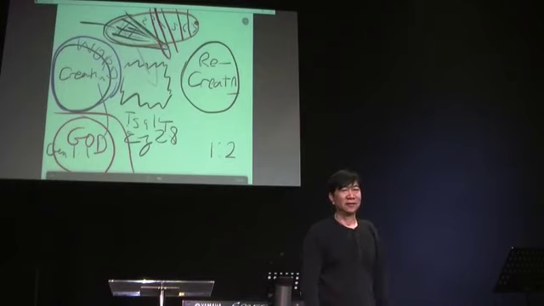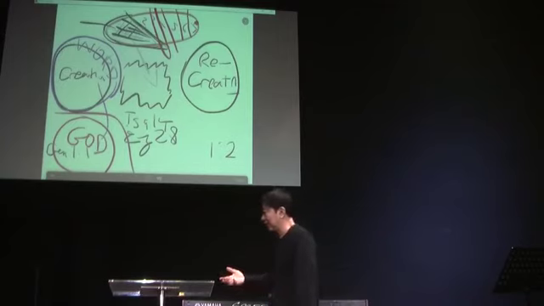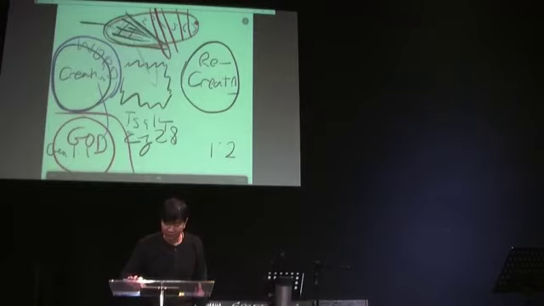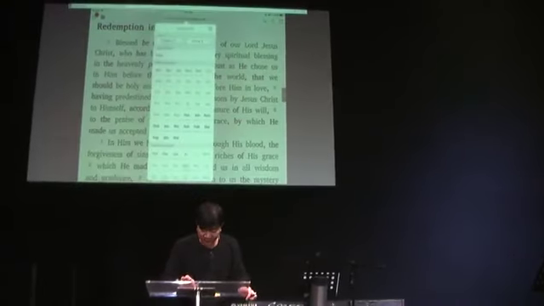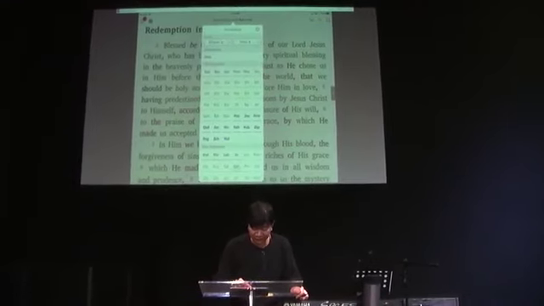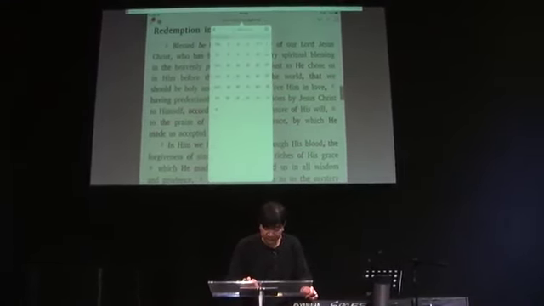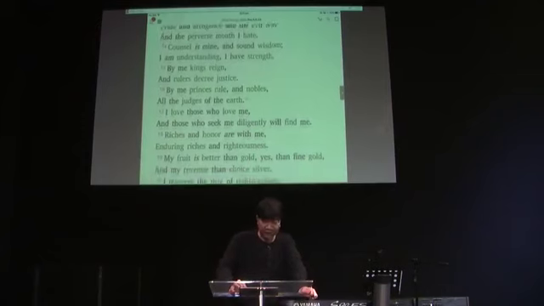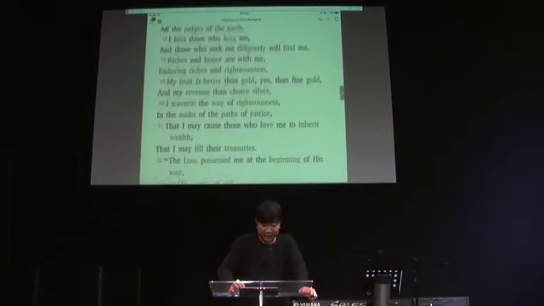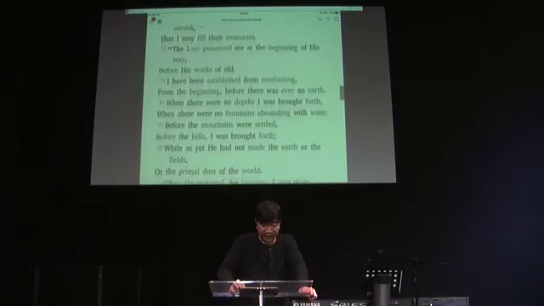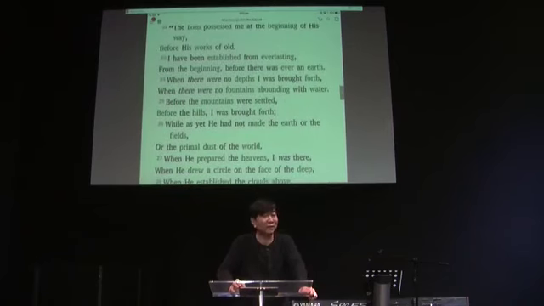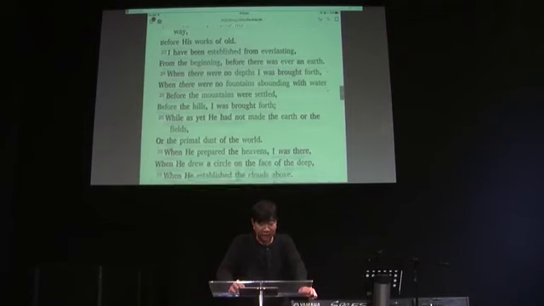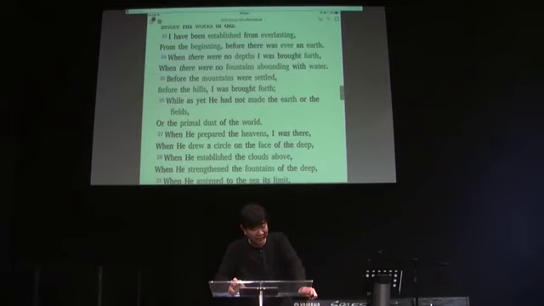about Proverbs chapter 8. Was that the Holy Spirit or was that a created being? Again, I bring you to that question: what does it mean in Proverbs chapter 8, if it was part of the Holy Spirit, by verses like, I came forth, and then by verses like, the Lord possessed me at the beginning of his way. Verse 23, I have been established from everlasting.